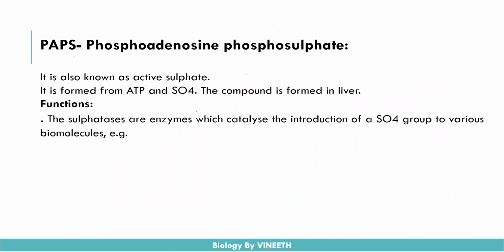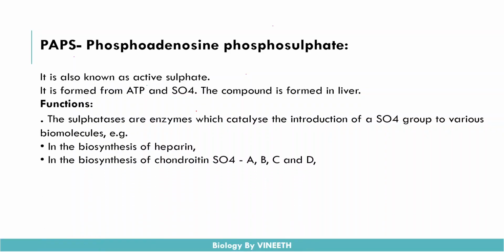Okay, so I've told you about the active sulfate molecule, which is formed from ATP. So this active sulfate will be involved in the transfer of sulfate groups to various substances or various biomolecules, like for the heparin or the chondroitin sulfate. Okay, so these mucopolysaccharides also require the sulfate molecules for their activities. So to get the sulfate molecule, they utilize PAPS, phosphoadenosine phosphosulfate.